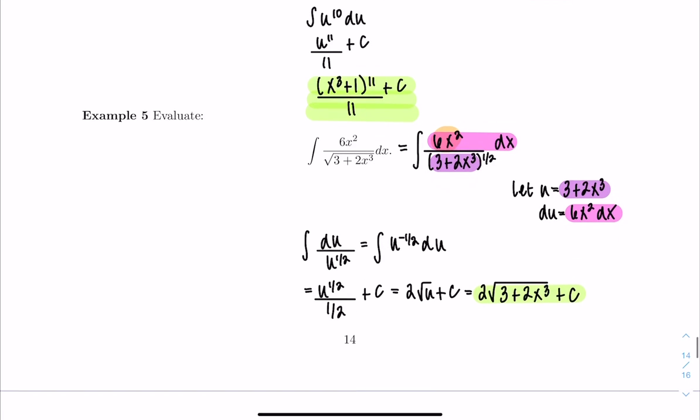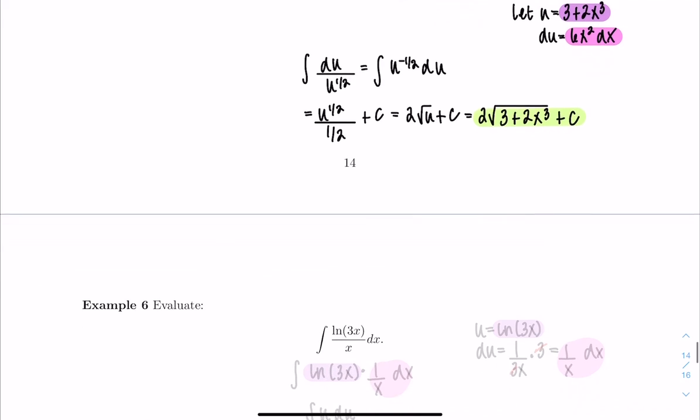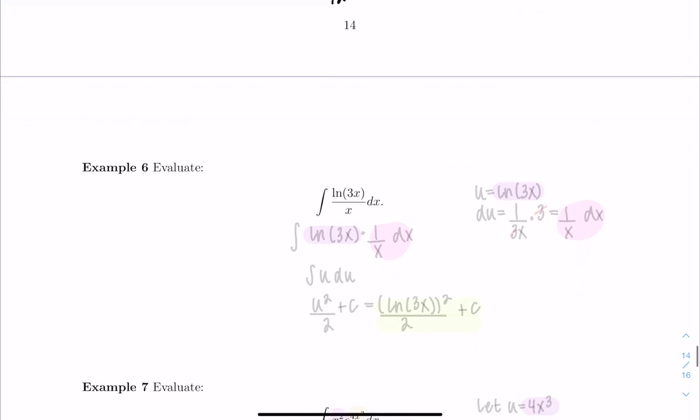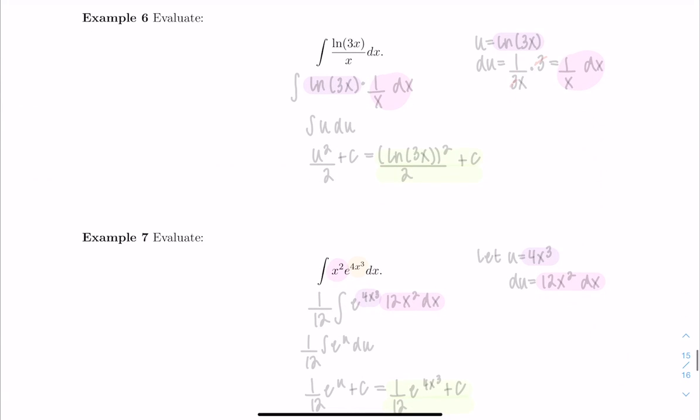Let's try example number 6. We have the integral of the natural log of 3x over x dx. Usually u is the more complicated portion of our integral. So in this case, we would let u be ln of 3x.